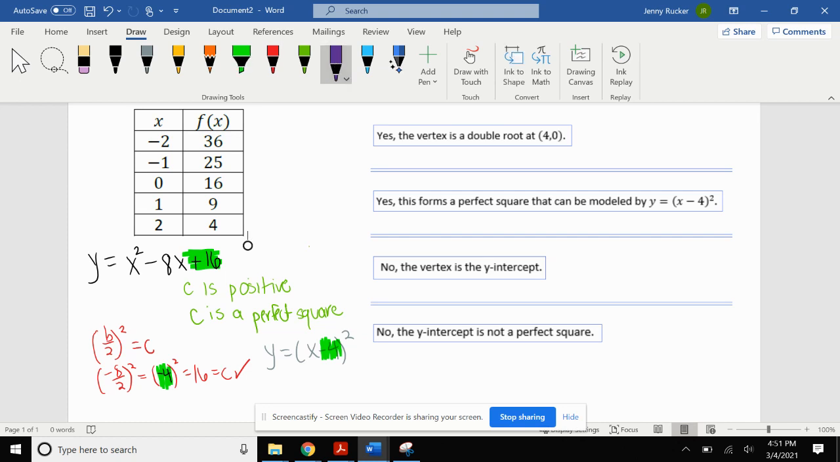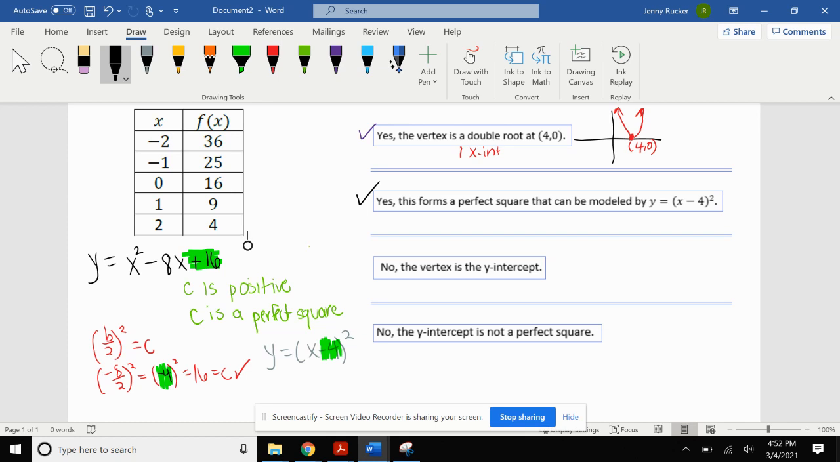So here's what we think. The vertex is a double root at 4, 0. That was shown on the graph. When we graphed it, remember our parabola looked like this, and its vertex was right here at 4, 0. So it only has one x-intercept, which we call a double root at 4, 0. This forms a perfect square that can be modeled by this equation, and we'll go back to Desmos in a minute and just have it generate the vertex form equation for us just to make sure.